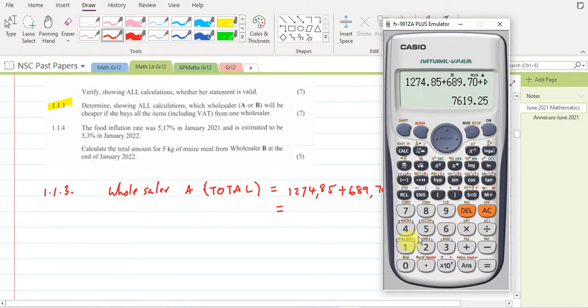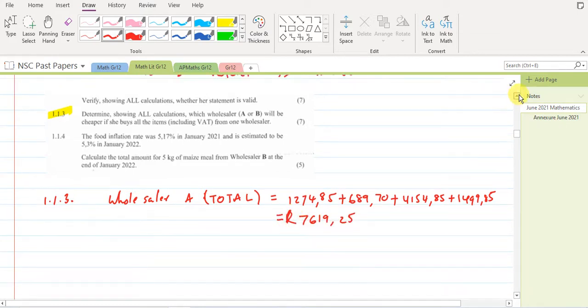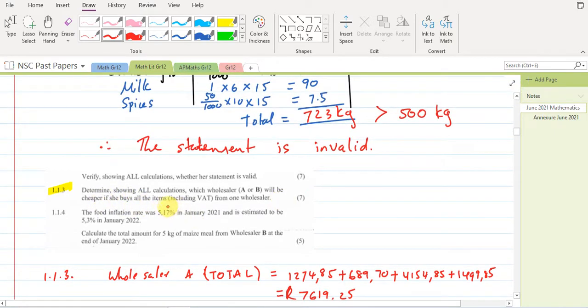just 1 second, guys. Let's just see if we totaled up everything correctly. Yeah, so we're getting a total of 7619.25, so 7,619 Rand and 25 cents. And then what did they say? Determine, showing all calculations, which wholesaler A or B will be cheaper if she buys all the items including VAT from one wholesaler. So which one must she buy from?